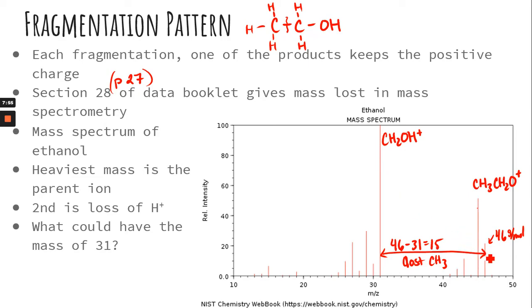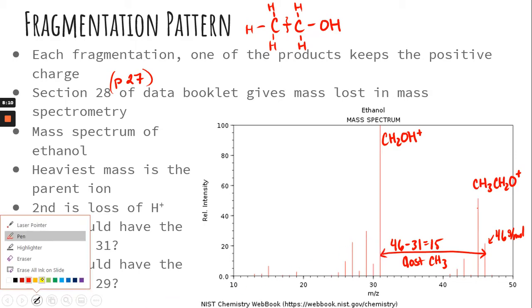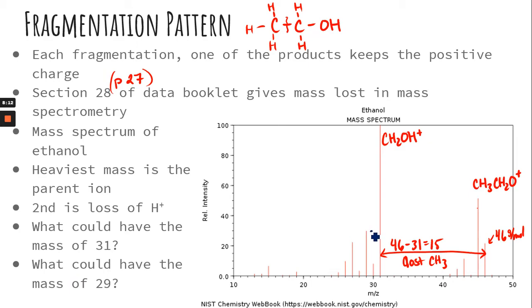So that is what that mass would represent. Again, you take the difference in the mass, and that tells you what piece has been lost, and then you can just take that piece off of your structure. All right, so what could have a mass of 29? Now we're going to a different line. So again, what's the difference between the mass of the parent ion and this line? We would say 46 minus 29. That gives us a loss of 17.